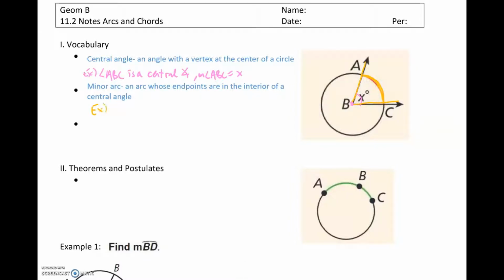So how do we name this? How do we write the notation? We're going to use those two endpoints that go along the circle, but instead of calling it a segment because it's not straight, we're going to draw a little arc above it to represent, okay, that's an arc AC.